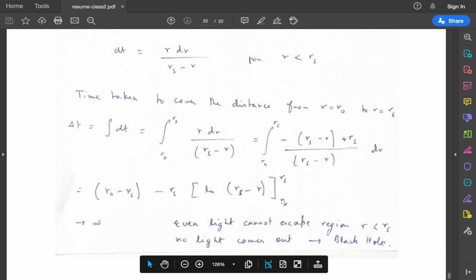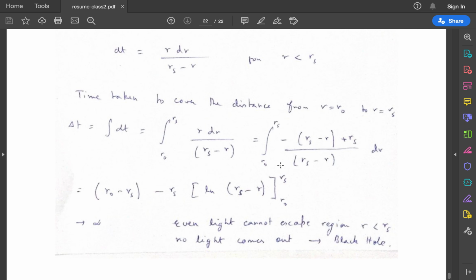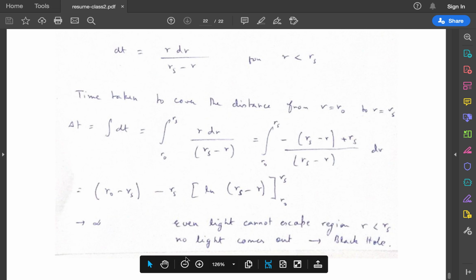So it gives us a solution of r0 minus rs times log of rs minus r, where r goes from r0 to infinity. You can check that this tends to infinity. So what it tells us is that even light cannot escape the region r less than rs. If a photon starts its journey from r0 to rs, even it cannot escape. It takes an infinite amount of time to go out. So no light comes out from inside rs. As light doesn't come out, we get no information from inside rs, and this is known as a black hole.